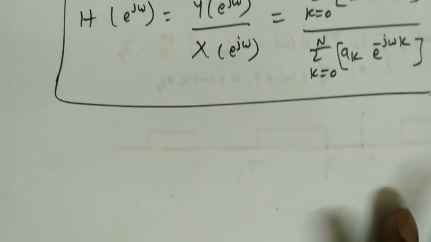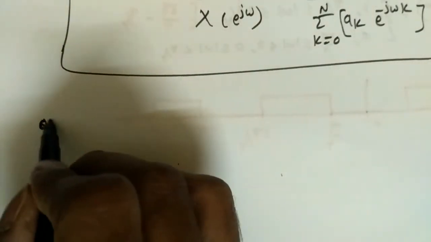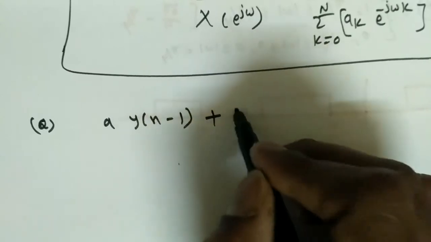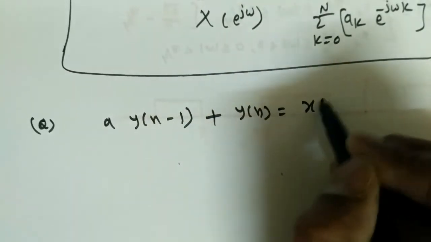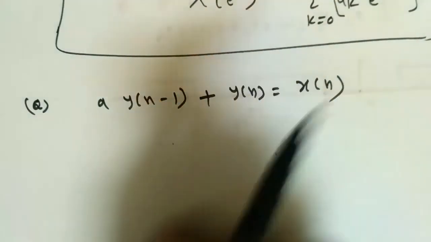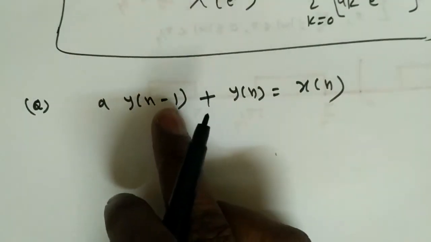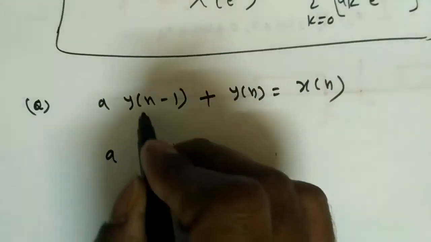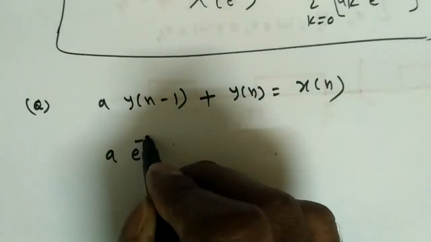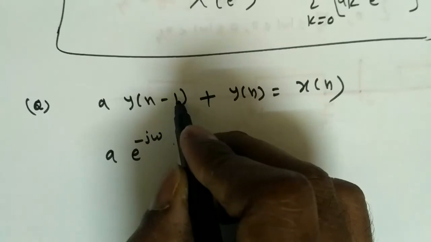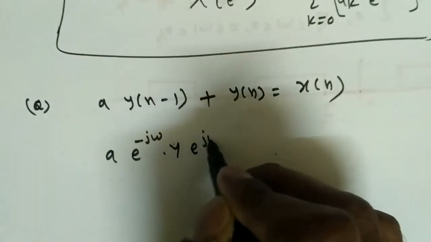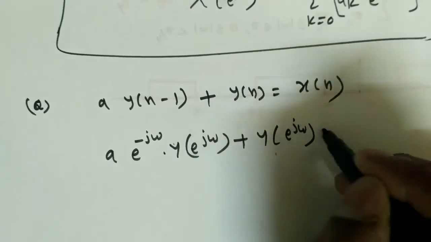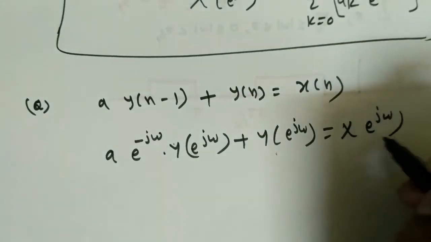Now we'll see a simple example. Suppose a question is given like this: a into y of n minus 1 plus y of n is equal to x of n. It is a first difference equation, because the highest shift is n minus 1. Now how to find the frequency response? By the shifting property it becomes a into e power minus j omega, because n naught is 1, into y of e power j omega, plus y of n, which simply represents y of e power j omega, equal to x of e power j omega.